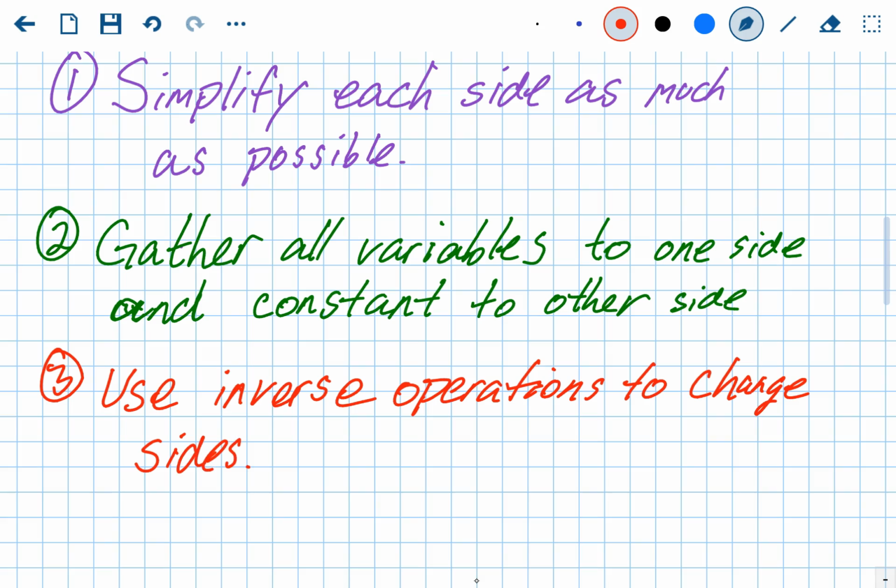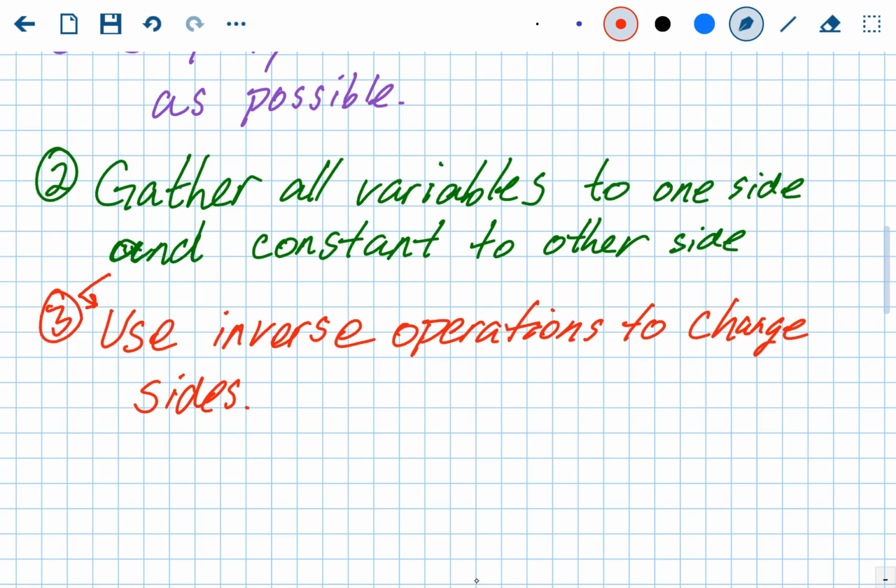So again, that's kind of part of step 2. Use inverse operations. So we know what inverse operations is because of the properties we talked about: additive inverse, multiplicative inverse. The additive inverse and the multiplicative inverse are, how do you get the number to not change?